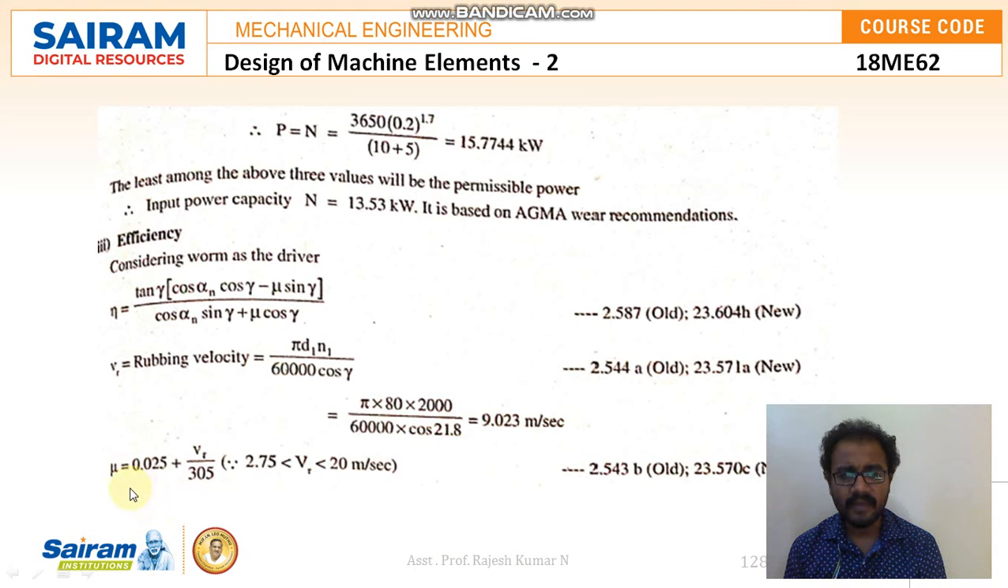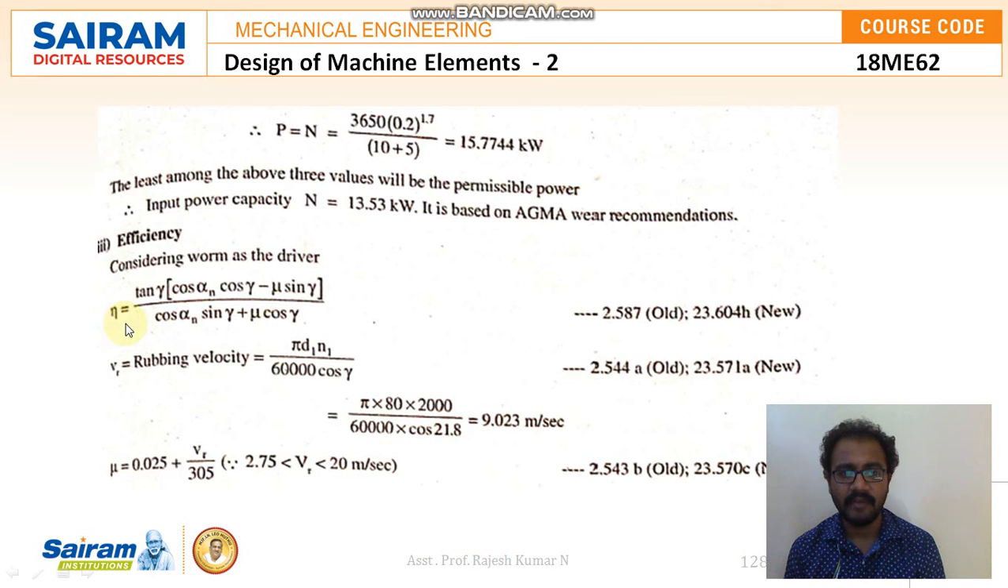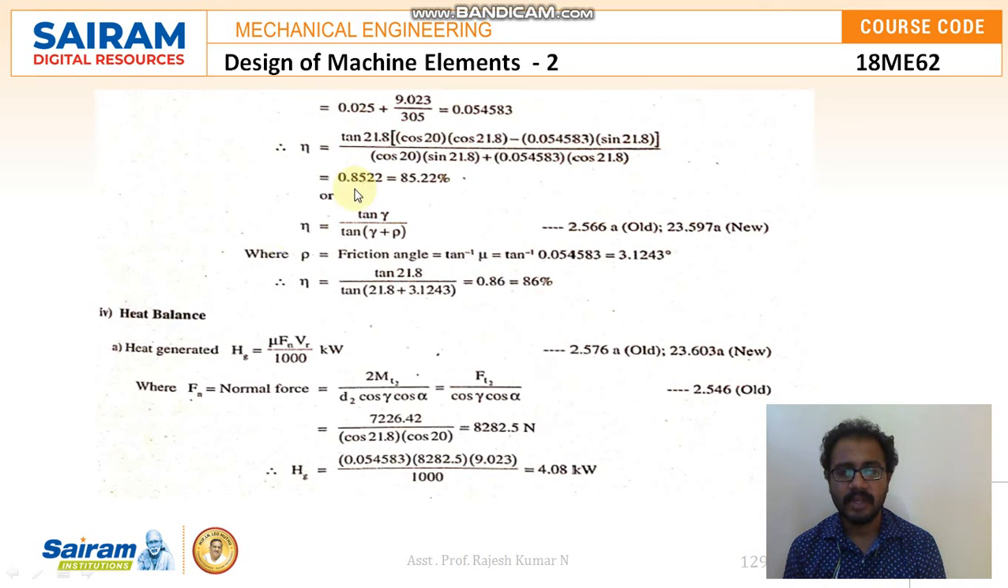And with the help of the coefficient of friction formula, the V value is in the range between 2.75 to 20. So the formula would be 23.570C, that is 0.025 plus Vt divided by 305. I'll substitute the exact Vt, that is the rubbing velocity I got, and find out the coefficient of friction, and in turn I'll find out the efficiency. The efficiency value I'm getting is 85.22.